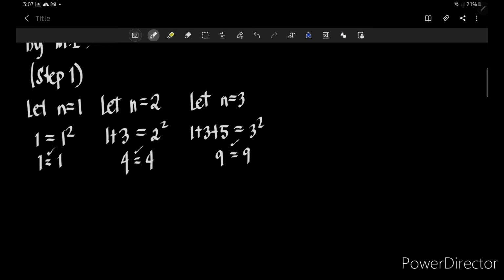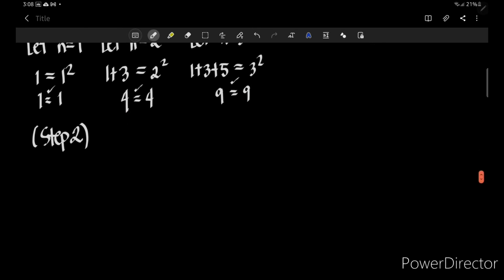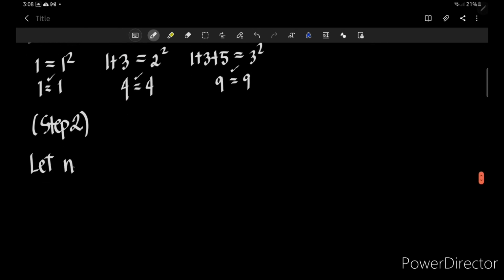Hindi natin kaya yan isa-isahin o manu-manuhin, for 4 and 5 and 6 and so on and so forth. So, papaganahin na natin yung step number 2, which is isi-show natin that it is true for any values of k. No? So, let n is equal to k. Step 2. Let n is equal to k. I-assume natin na equal siya sa k.